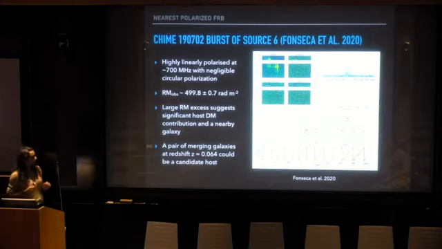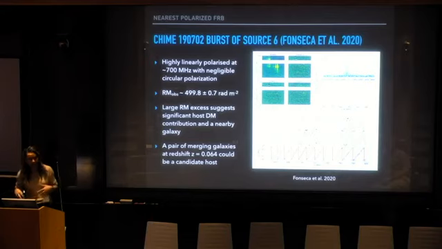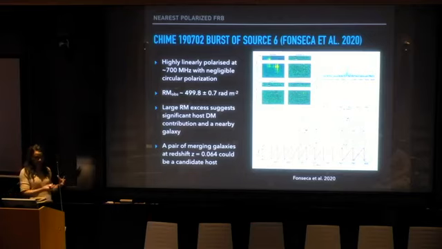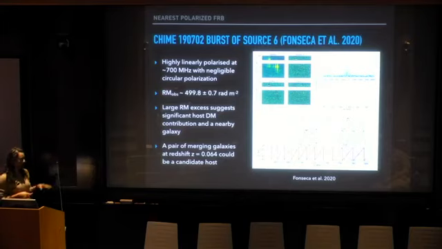The next FRB we're looking at is the one from CHIME. This is highly linearly polarized again, with a negligible circular fraction. What's interesting is that it has an extremely high RM, which suggests a significant host DM contribution. This combination of high RM and low excess DM has led to the identification of a pair of merging galaxies at a redshift of 0.06, which they say could potentially be a candidate host galaxy. But I guess detection of a repeat pulse in targeted observations of this galaxy would help either prove or disprove this theory.